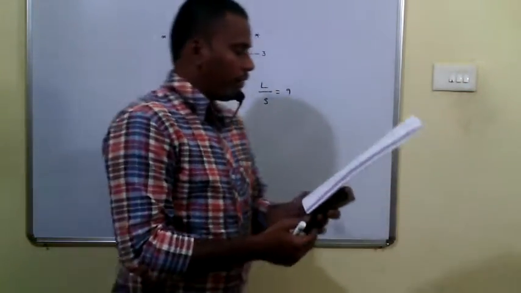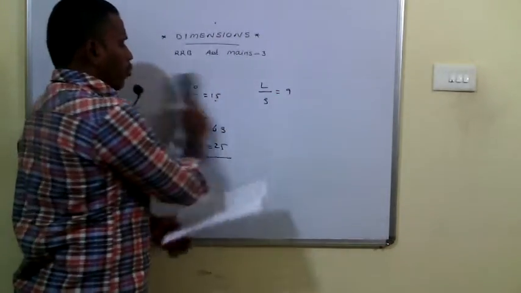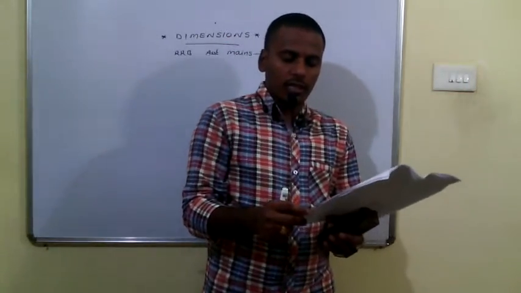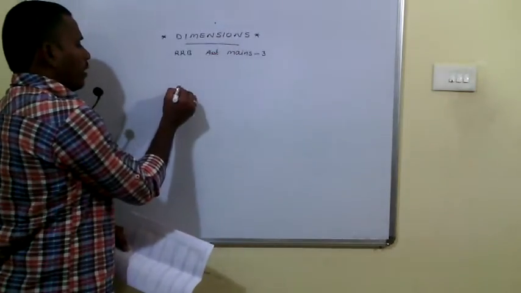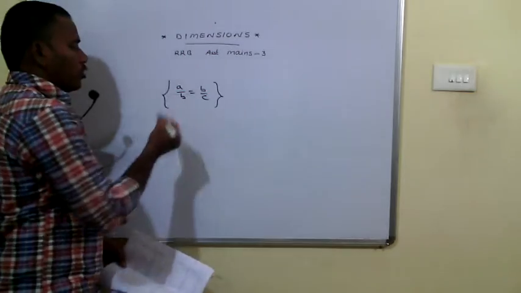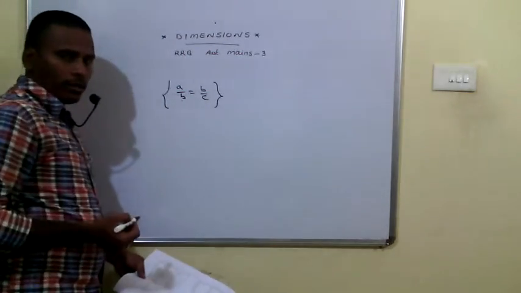Okay. Then for the 46th problem, they asked us to calculate the ratio between the third proportional of 12 and 30 and the mean proportional of 9 and 25. See, we know that if A by B is equal to B by C, if we have any two ratios like this, B is called the mean proportional, whereas C is called the third proportional.